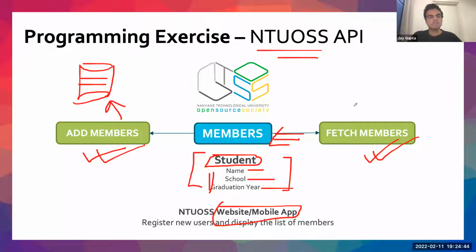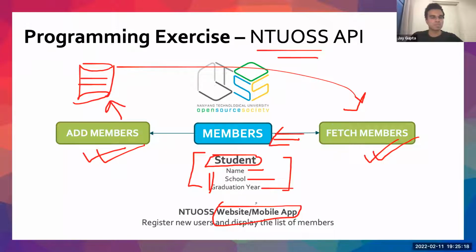And we can also fetch the members. If we want, we can call the API and it will return all the names of the members which are in NTU OSS. And once we have that API, we can use it anywhere. We can use it on the website, on a mobile app, you can build anything. Basically, with any web service, we can use the API to add members to NTU OSS, and we can also use it to fetch members from the NTU OSS server.